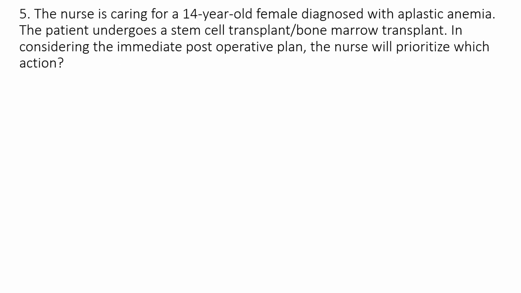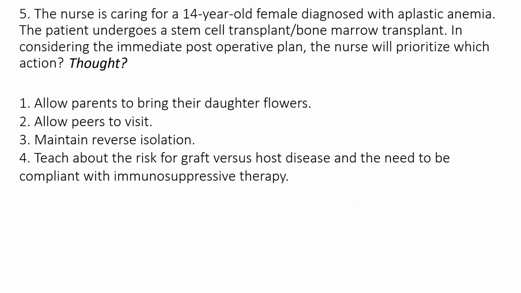Question number 5. The nurse is caring for a 14-year-old female diagnosed with aplastic anemia. The patient undergoes a stem cell transplant, which is the same thing as a bone marrow transplant. In considering the immediate post-operative plan, the nurse will prioritize which action? Is it number 1, allow parents to bring their daughter flowers? Number 2, allow peers to visit? Number 3, maintain reverse isolation? Or number 4, teach about the risk for graft versus host disease and the need to be compliant with immunosuppressive therapy?